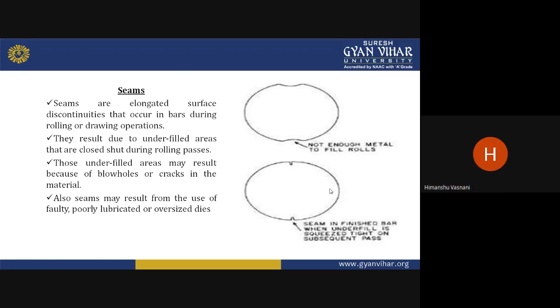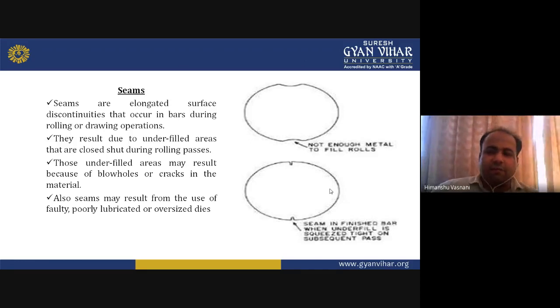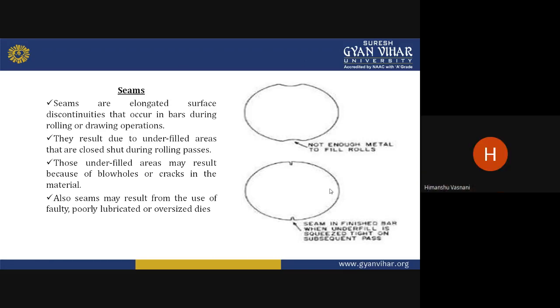You can see in the right-hand side bottom diagram, it shows a seam in the finished bar when the underfilled section is squeezed tight on the subsequent pass. While squeezing, this kind of error may also occur. A small discontinuity can have a big effect on the workpiece, so it should be detected at the elementary stage only.